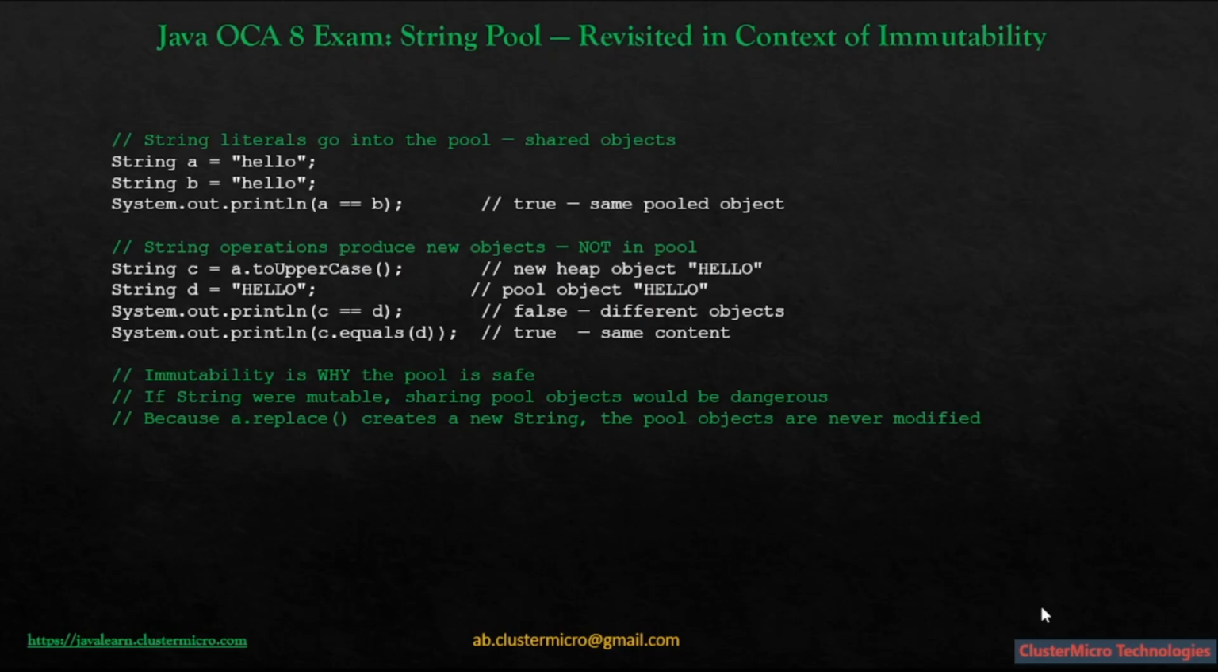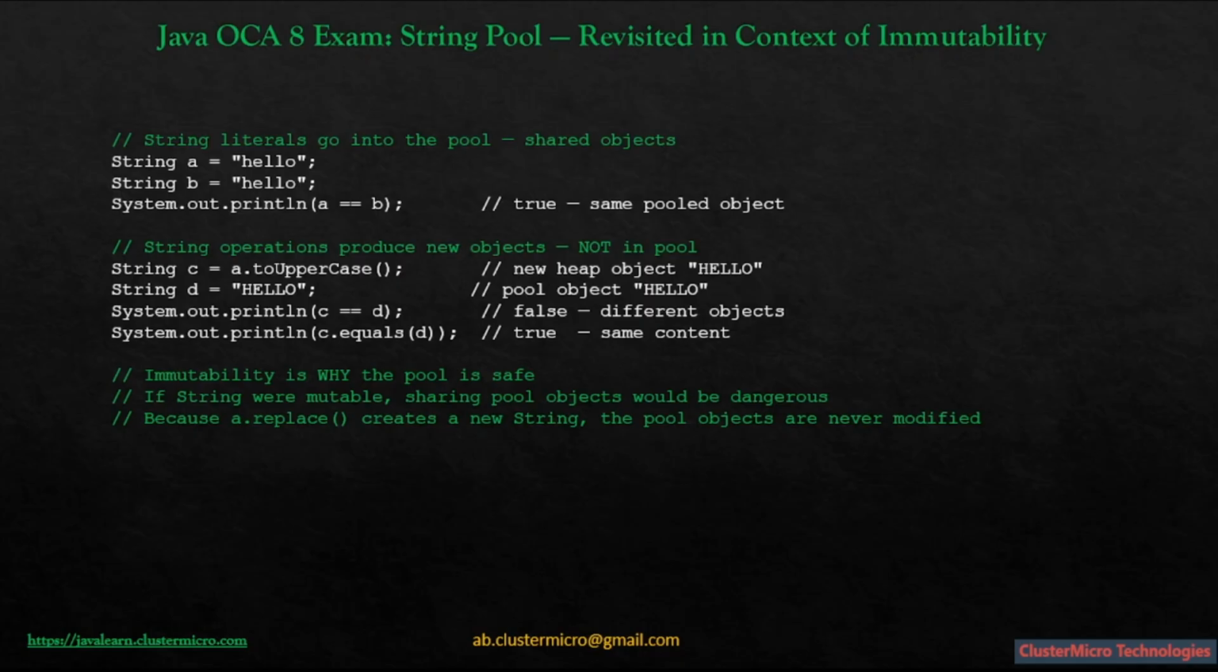Now, string operations that produce new heap objects. We have String c = a.toUpperCase(); so it's a new heap object. String d = "HELLO"; that's a pool object. System.out.println(c == d) will be false, and System.out.println(c.equals(d)) will be true. toUpperCase creates a brand new String object on the heap, not in the string pool. It does not go into the pool, it goes to the heap. Meanwhile, d is a literal, so HELLO in caps goes into the pool as a separate pooled object.